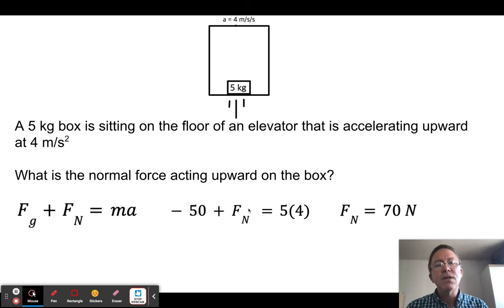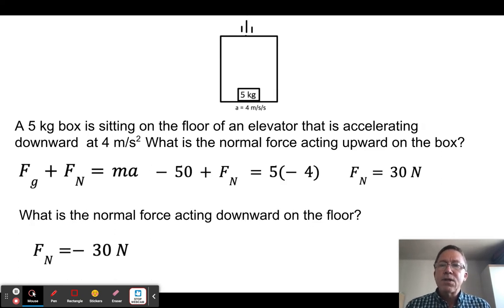I don't know what the normal force is in this case, but I do know that I have a 5 kilogram object accelerating in the positive direction at 4. Mass, by the way, is a scalar, it doesn't have a direction associated with it, and positive 4 because it's accelerating upwards. So this is 20, and when I solve for this, I get 20 plus 50, and we get 70 newtons. Think about it. Gravity's pulling down on the box with 50 newtons, but the floor is pushing up on the box with 70 newtons, so of course the box is going to accelerate upwards.